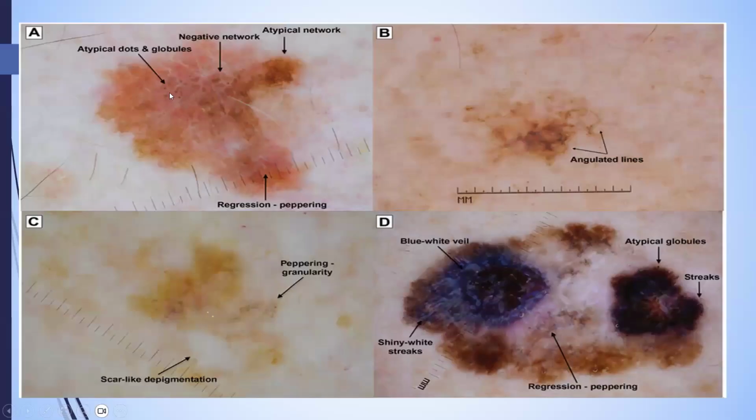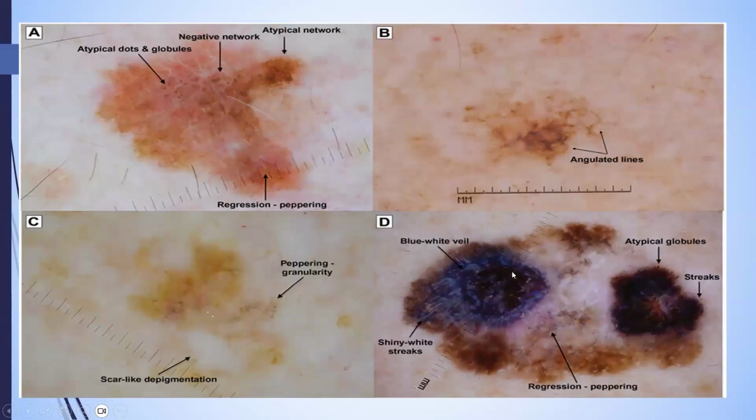So these are the atypical dots and negative network. That is, normally our skin has some ridge pattern, right? That will be seen in white color. That is the negative network and the atypical reticulate pattern, a net-like pattern here, right? Angulated lines, granularity. This is a scar-like depigmentation. You just see a white area. And this is the blue whale, as I told you.